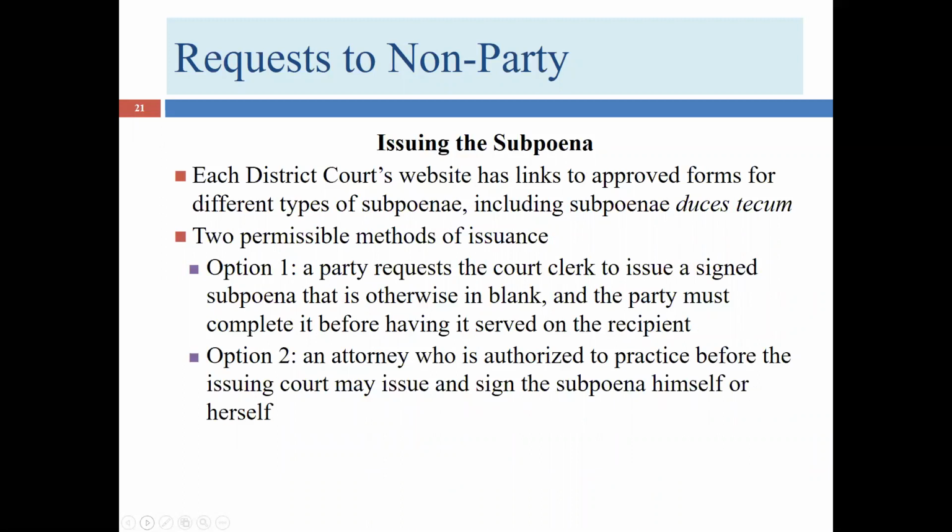So how do you actually get the subpoena to issue? Well, you go to that district court's website and look for the approved forms for different types of subpoena. And there's usually 2 ways that they issue. One is you can request that the court clerk issue a signed subpoena that is otherwise blank, and then the party goes ahead and completes it and then serves it upon the recipient. Alternatively, if the attorney is authorized to practice before the court, he is an officer of the court, and so he can sign the subpoena himself or herself, and that can function as a subpoena even without the court clerk's signature.